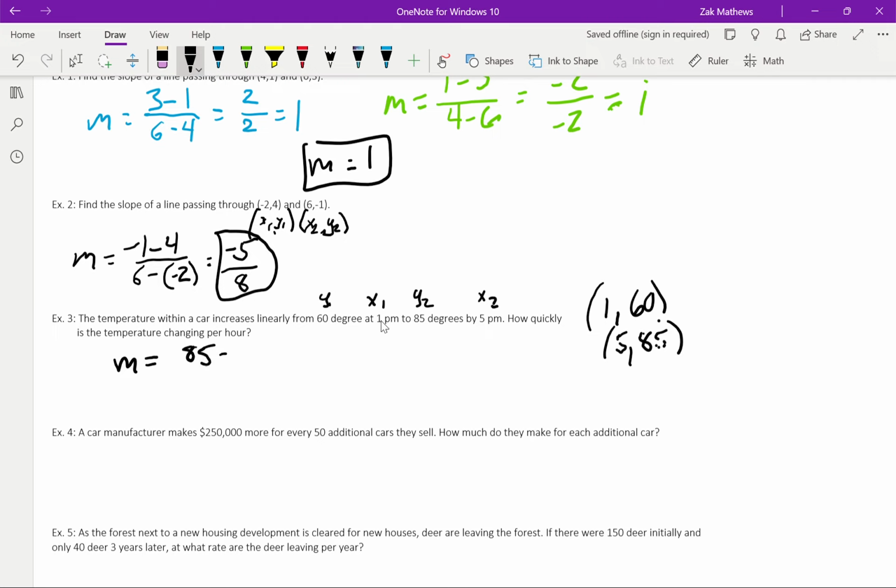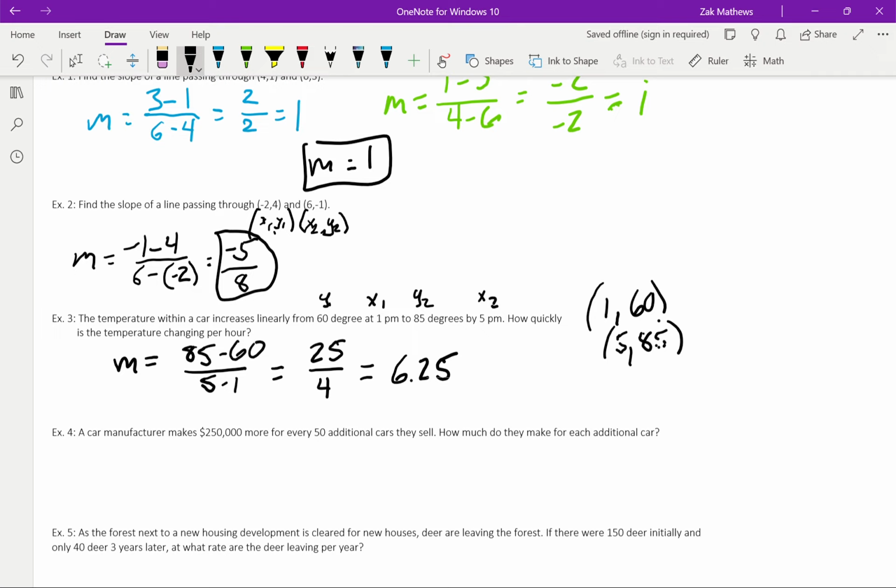85 minus 60 over 5 minus 1. 85 minus 60 is going to be 25. 5 minus 1 is 4. And so we could write this as an improper fraction, but because we're discussing temperature per time, it might be easier to go ahead and reduce this. And so I could write this as 6 1/4 or 6.25.